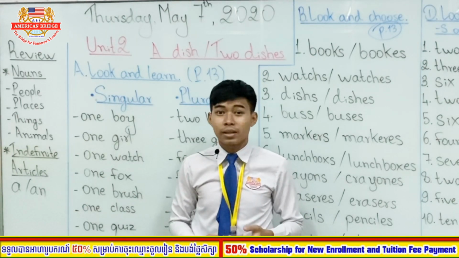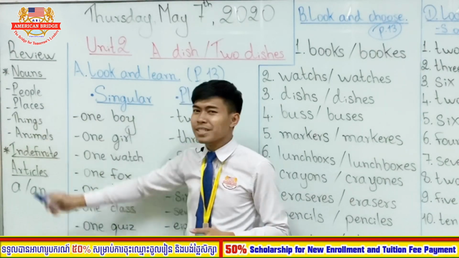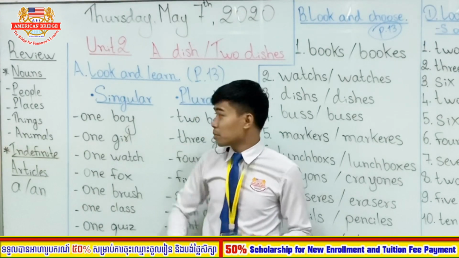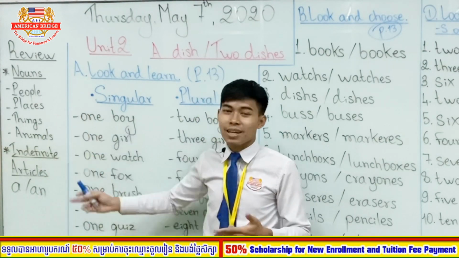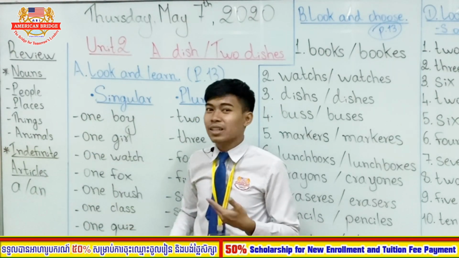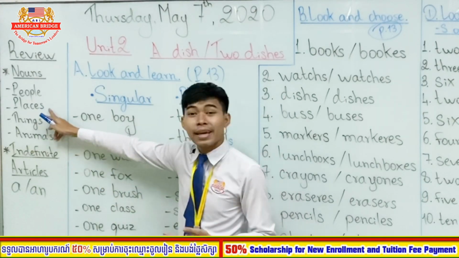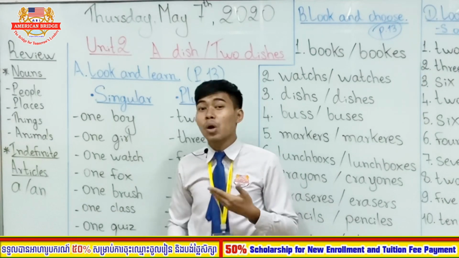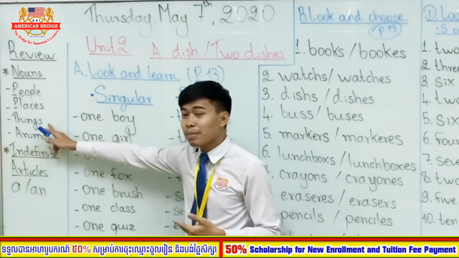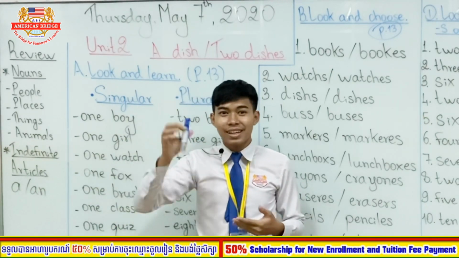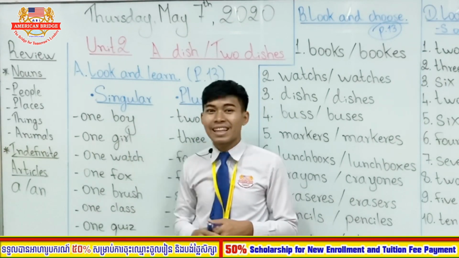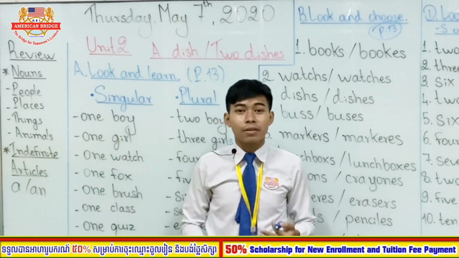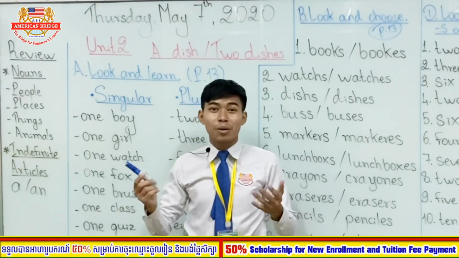So this is the grammar point that we learned last week in Grammar Planet 1. It is about nouns. So what is a noun? A noun can be people, places, things, and animals. People: a boy, a girl, a father, a mother, an uncle, an aunt. Places like a classroom, a house, a pagoda. Things: a marker, a camera, a whiteboard, a letter. Animals: a dog, a cat, a buffalo, a crocodile, a bird, an eagle.